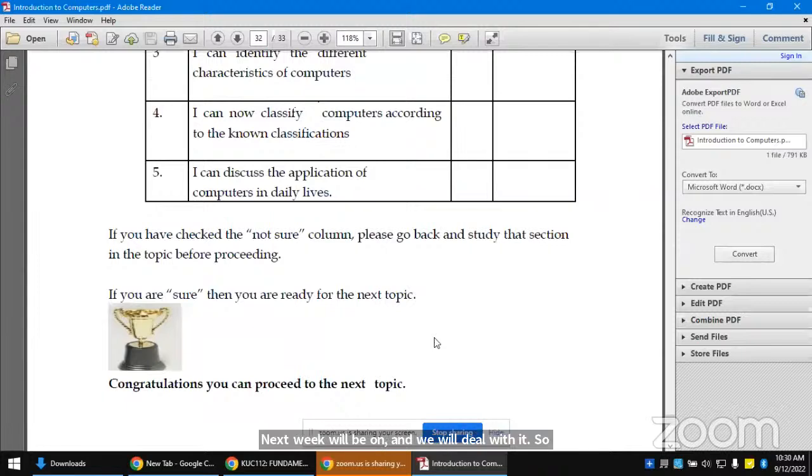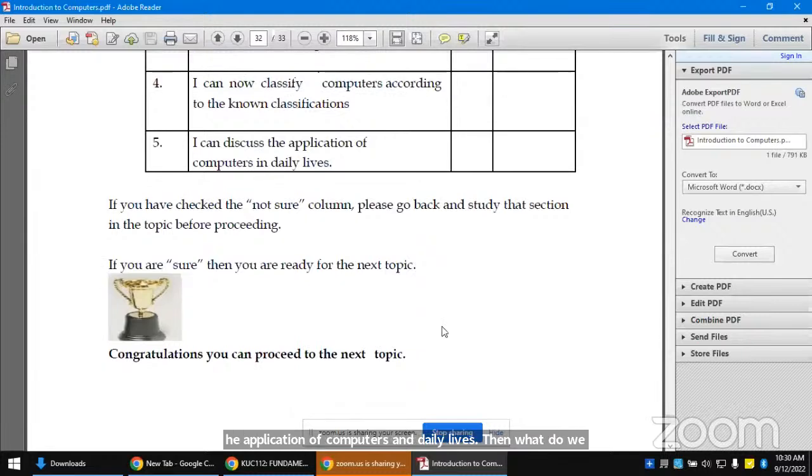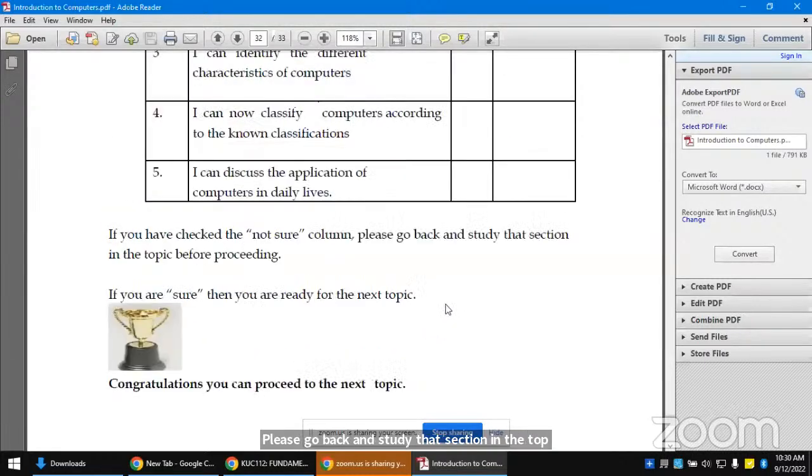So if you check this and you're not sure about this column, that you cannot define what a computer is, you cannot discuss the history, cannot identify the different characteristics of a computer, you cannot classify computers according to their known classification, and you cannot discuss the application of computers in daily lives, then what we advise is that if you're not sure of the checks, then please go back and study that section in the topic before proceeding.